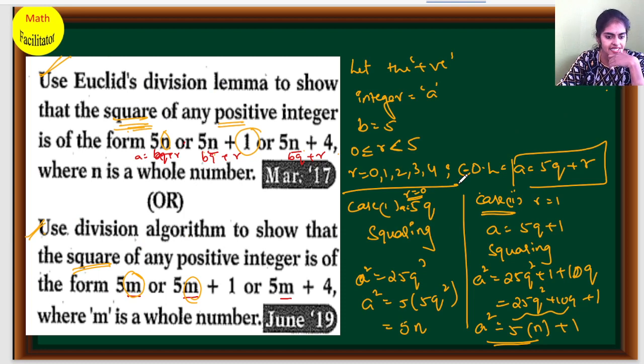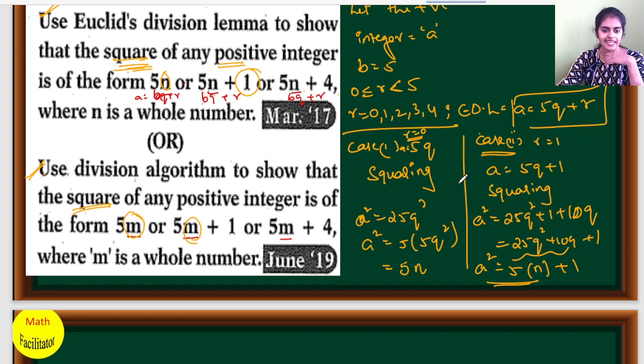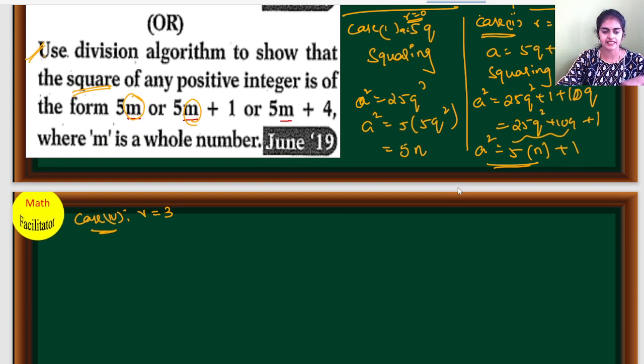Suppose I take case 3, you do, and case 4, you see. In case 4, if I take r as 3, what happens? So a equal to bq plus r, isn't it? a is 5q plus r. So a is 5q plus 3.